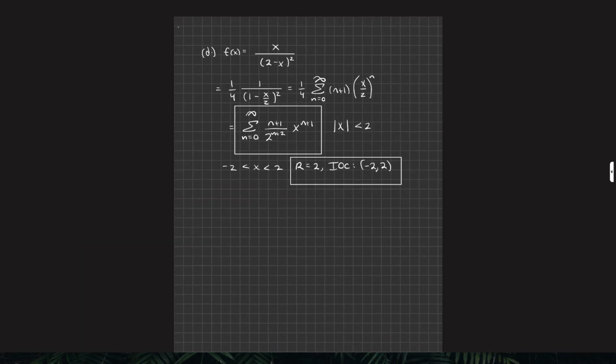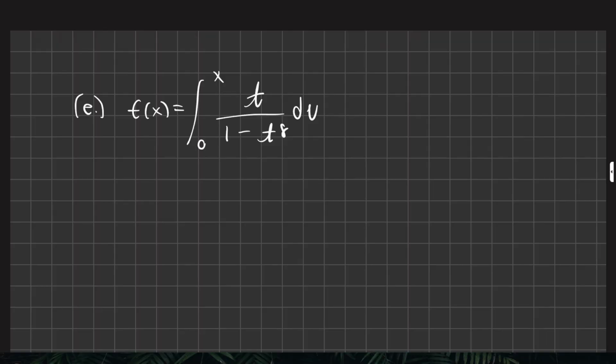Okay. Now let's look at problem E. This is kind of a fun problem going in a reverse direction from what we might have seen. So we're given f of x equals the integral from 0 to x of t over 1 minus t to the 8th dt.